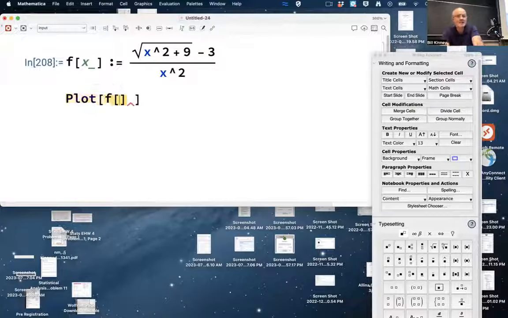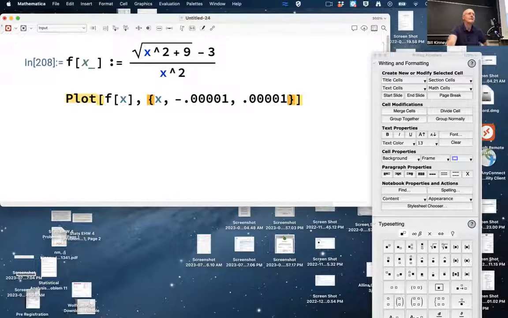Square brackets, function name, no underscore after the variable this time, comma, oh, let's go close to 0. In curly braces, put x comma negative 0.00001 to positive 0.00001, like we did with the calculator. And let's see what we see. This will give us a plot on this interval near 0.